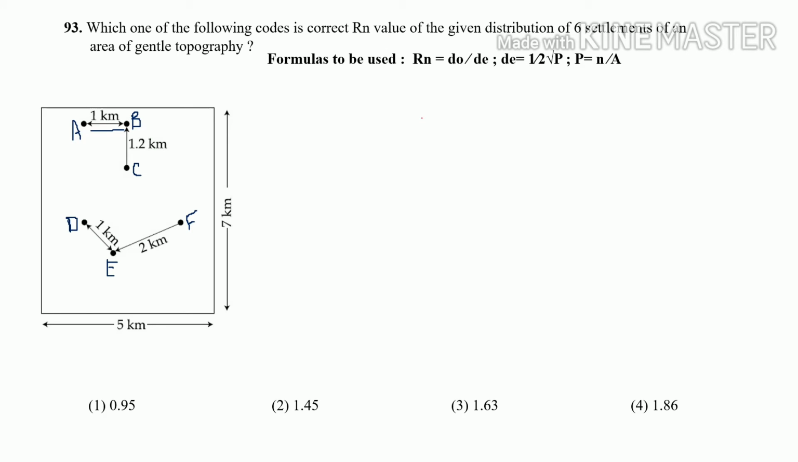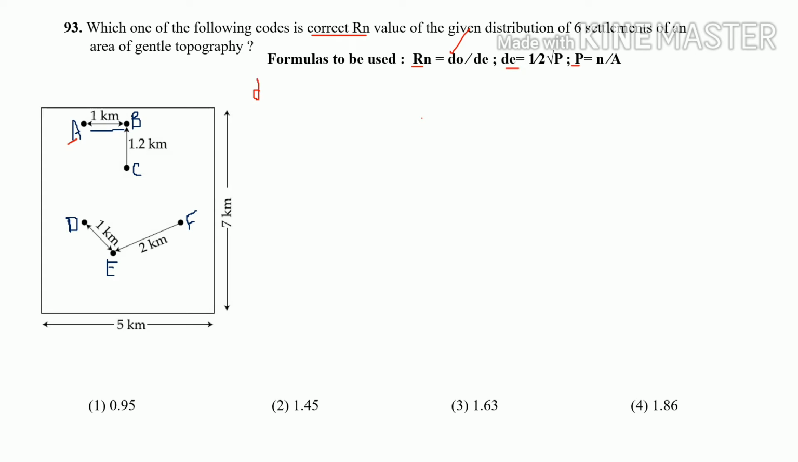Okay, so this was the problem that was given in UGC-NET July 2018. This problem asks for the correct Rn value for this settlement, and we have to choose from these 4 options, 1, 2, 3, 4. So let us start with the calculation, and we will do it with the help of these 3 formulas, Rn, DE and P, and we will start with calculating DO. For our help we have marked these settlements as A, B, C, D. Let's start with calculating DO.